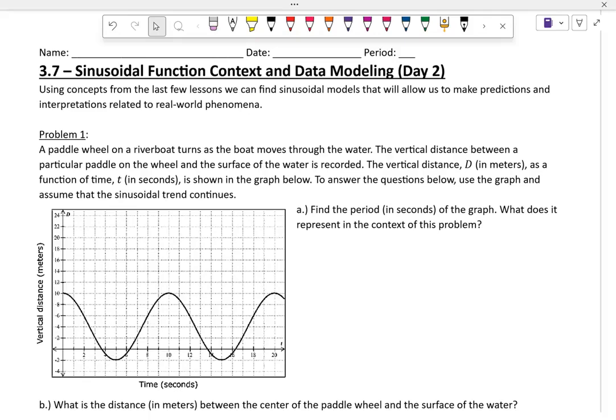3.7 day 2, we're going to continue looking at our sinusoidal function context and data modeling. Today we're going to dive into our contextual situations. We're going to be looking at contextual situations today and tomorrow.